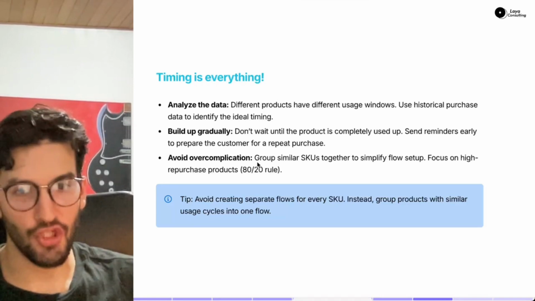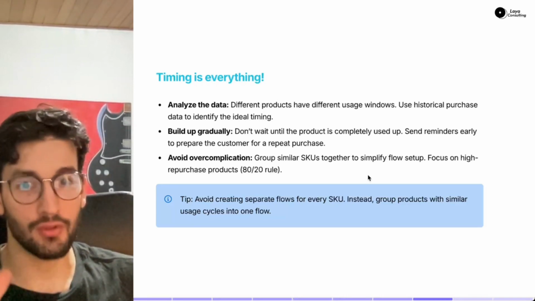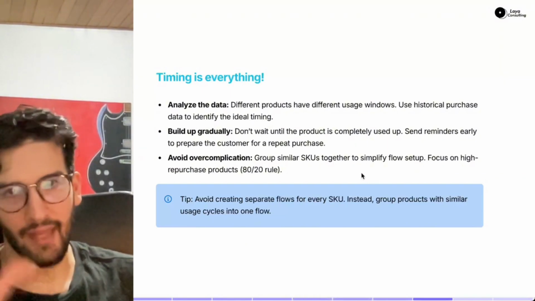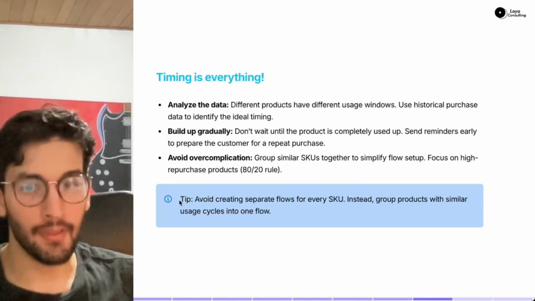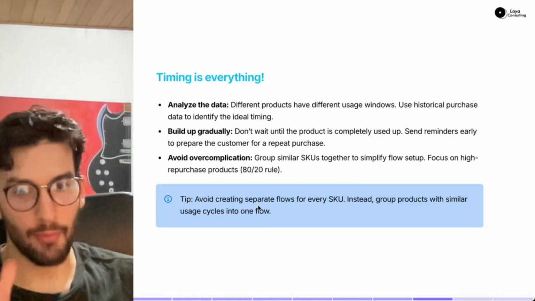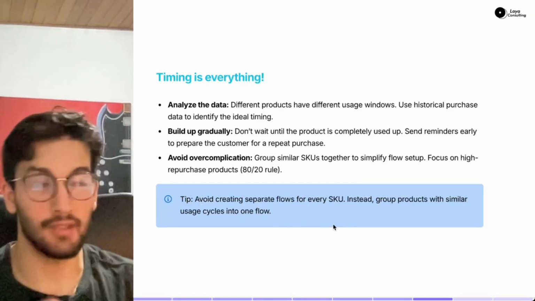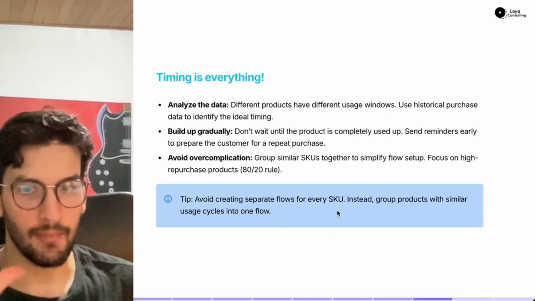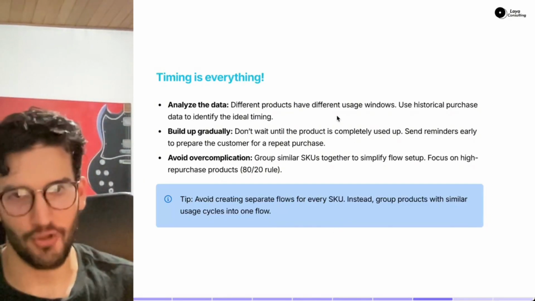Avoid overcomplication. Group similar SKUs to simplify flow setup. Focus on high repurchase products. So the 80-20 rule, essentially. Tip, avoid creating separate flows for every SKU. This is going to become a nightmare if you do. Instead, group products with similar usage cycles into one flow, pretty much, okay?